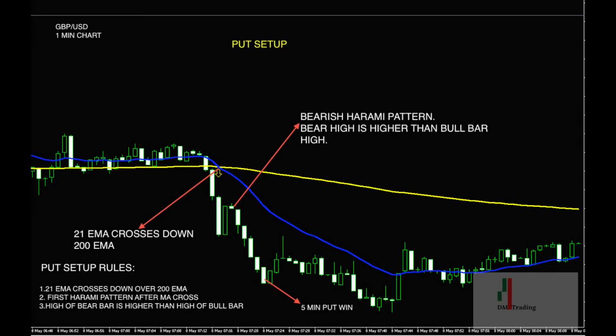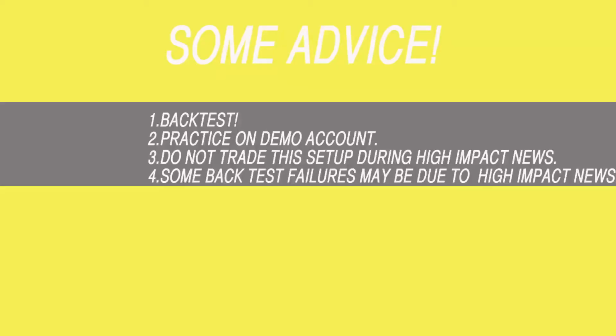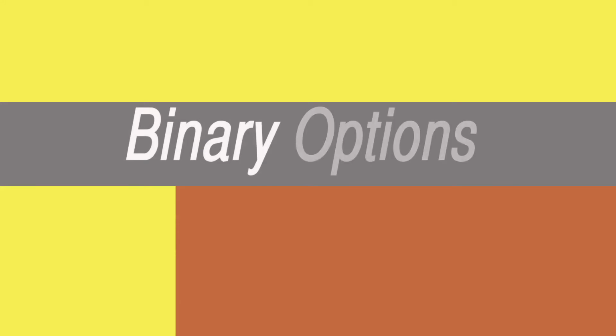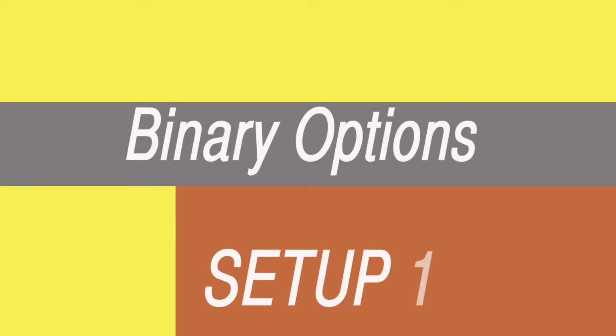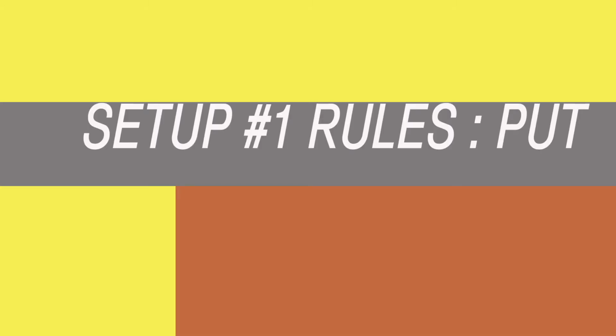And then the second one is 2 moving averages, the 21 EMA and the 200 EMA crossover. So let me just give you the rules to the strategy, and then you can backtest it, forward test it for yourself and see if it's something you can incorporate into your trading strategy. So binary options setup 1, this is for a 5-minute put trade. There are some rules that you have to check before you take the setup.